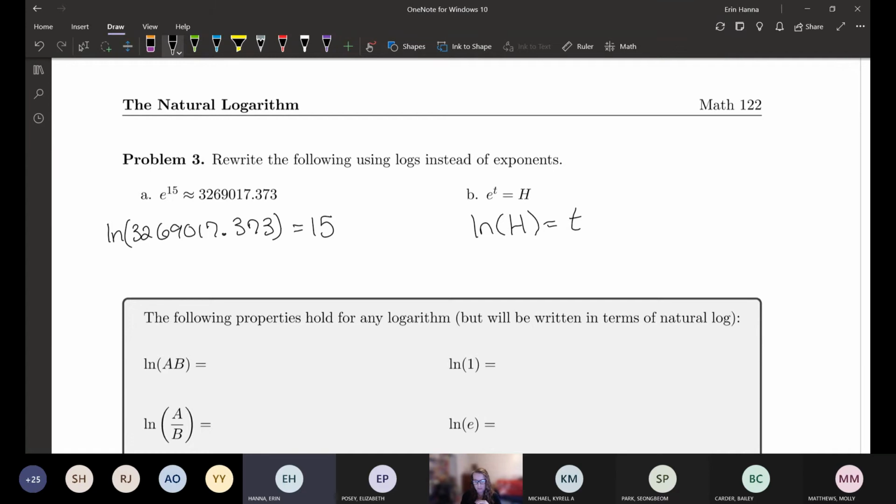Questions on that so far? Again, we're not going to be focusing on that fact too much more, but it is important to understand the relationship between the two.